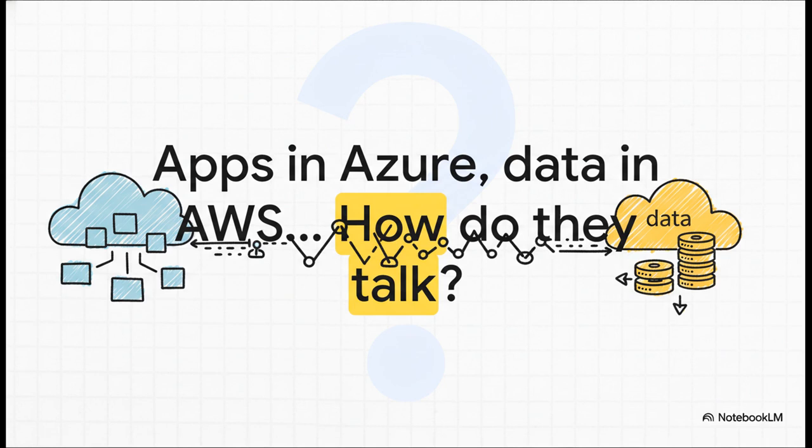I mean, this is the reality, right? You've picked the absolute best services from different providers, which is smart. But now they're all living on their own separate digital islands. So getting them to communicate, and to do it securely and efficiently, that's the whole ballgame. And it all starts with the network.